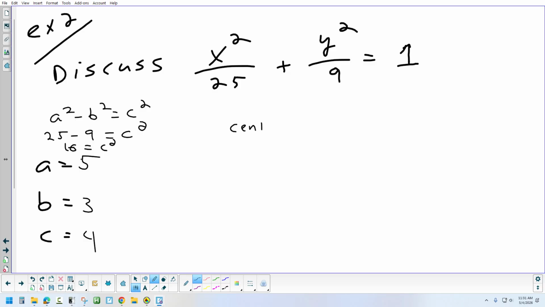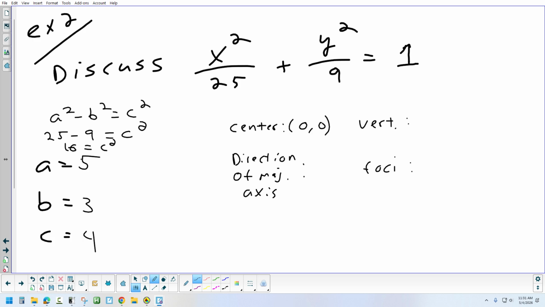First thing I want to know is the center. Then the direction of the major axis. Then the vertices and the foci. Okay. Where's the center going to be for this ellipse? Yep. 0, 0. Yeah, it's going to be 0, 0.